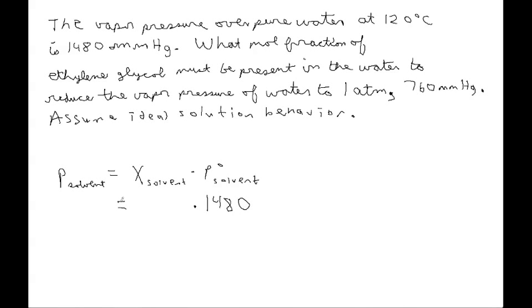Now, what number are we going to plug in here? What does this symbol stand for? It's the pressure at equilibrium. Say that one more time. It's the vapor pressure at equilibrium of a solvent. That actually is incorrect, so let's think about that again.